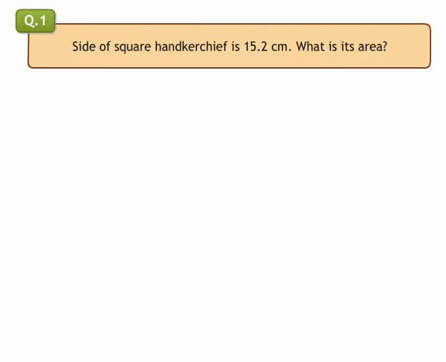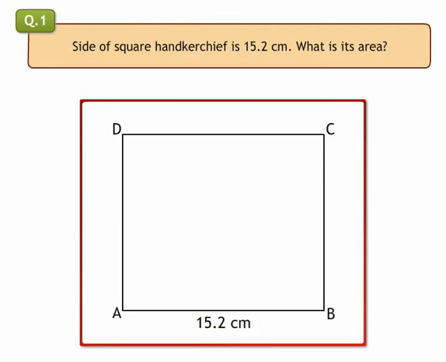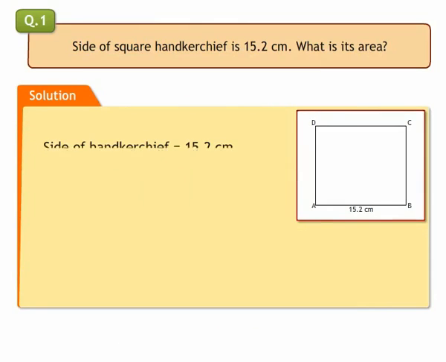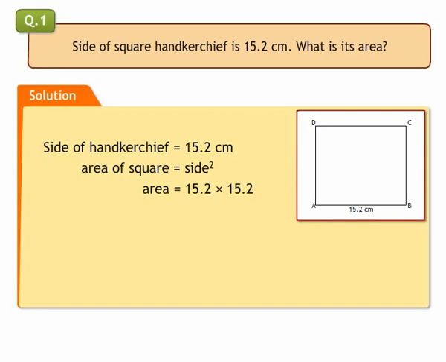Now, let us solve some sums from problem set 2. 1. Side of square handkerchief is 15.2 centimeters. What is its area? Solution. Side of square handkerchief is 15.2 centimeter. Area of square is equal to side squared. Therefore, area is equal to 15.2 into 15.2 is equal to 231.04 square centimeters.